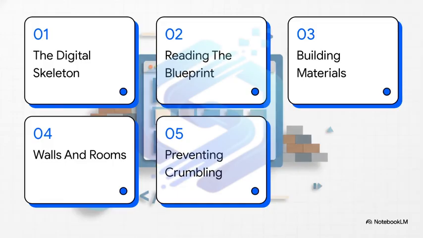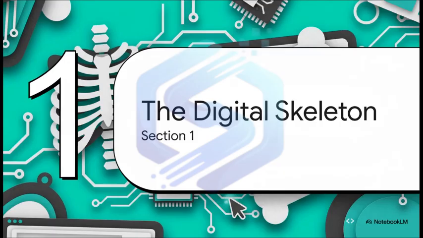Grab your clipboard. Today's orientation covers the digital skeleton, reading the site blueprint, your basic building materials, constructing walls and rooms, and finally, preventing crumbling web walls. Let's get to work. Okay, Section 1, the digital skeleton.